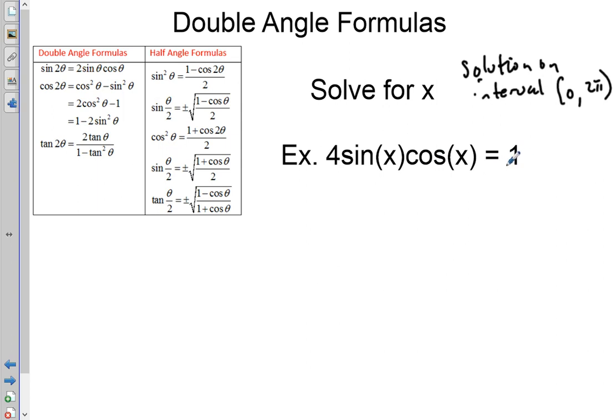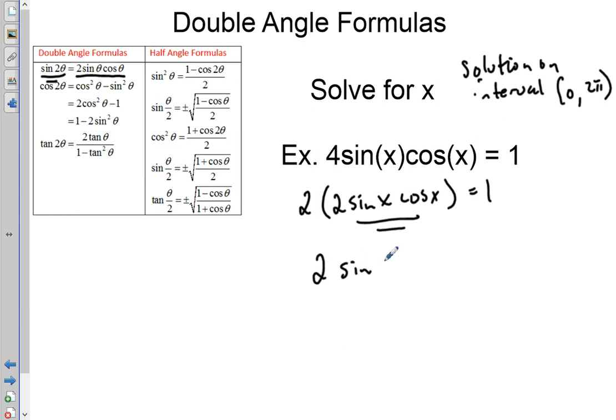So what we can do instead is, if you notice, 4 sine x cosine x is very similar to 2 sine x cosine x, and that is actually equal to sine of 2x. So if we rewrite this as 2 sine of x cosine of x equaling 1, we can use a little substitution and realize that this is actually a double angle, sine of 2 theta, or in this case, 2x. And we are going to solve this when it equals 1.